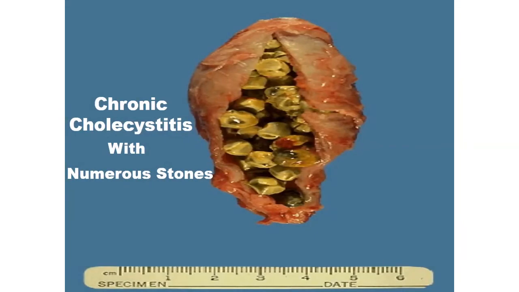This picture shows the gross morphology of chronic cholecystitis. This gallbladder is filled by numerous stones with diffuse fibrous thickening of the gallbladder wall.